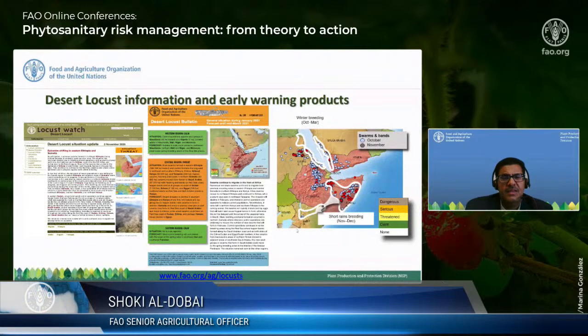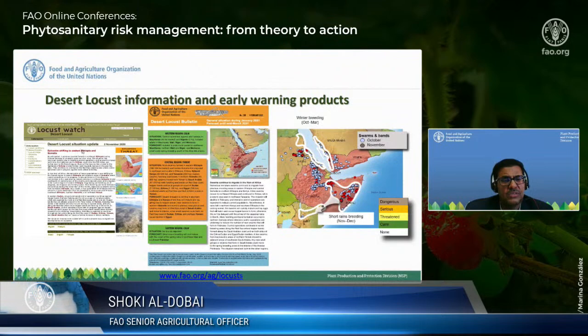Then the final product of all this information system, I think you know that we have the very famous Locust Watch, that website where we have up-to-date information. This information is updated monthly during the recession period like now, but during an outbreak and upsurge, we update this Locust Watch on a weekly basis, sometimes even twice per week. It depends on the development of the situation.